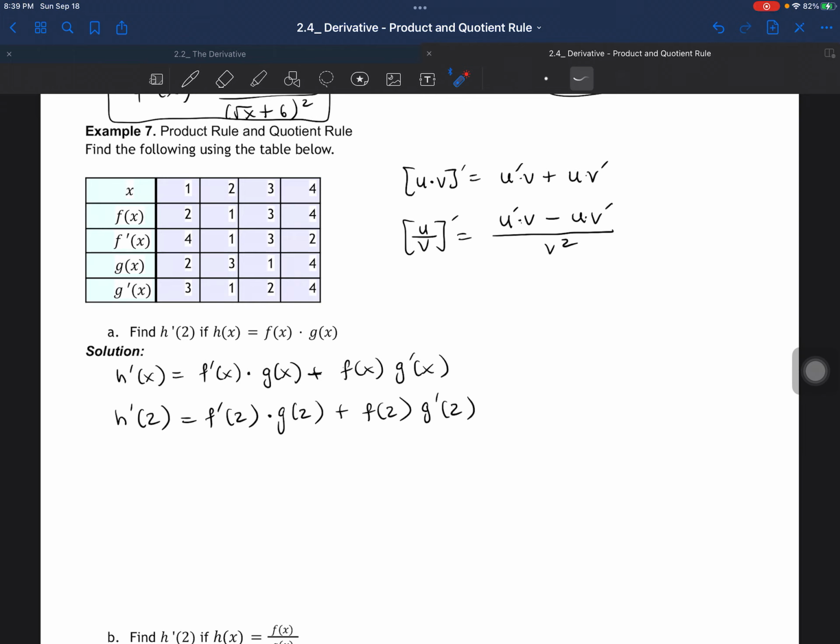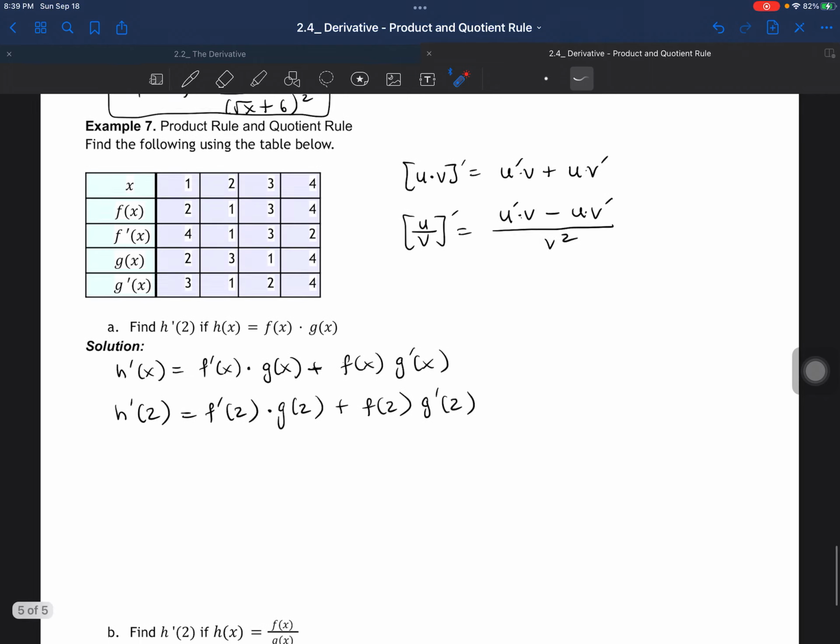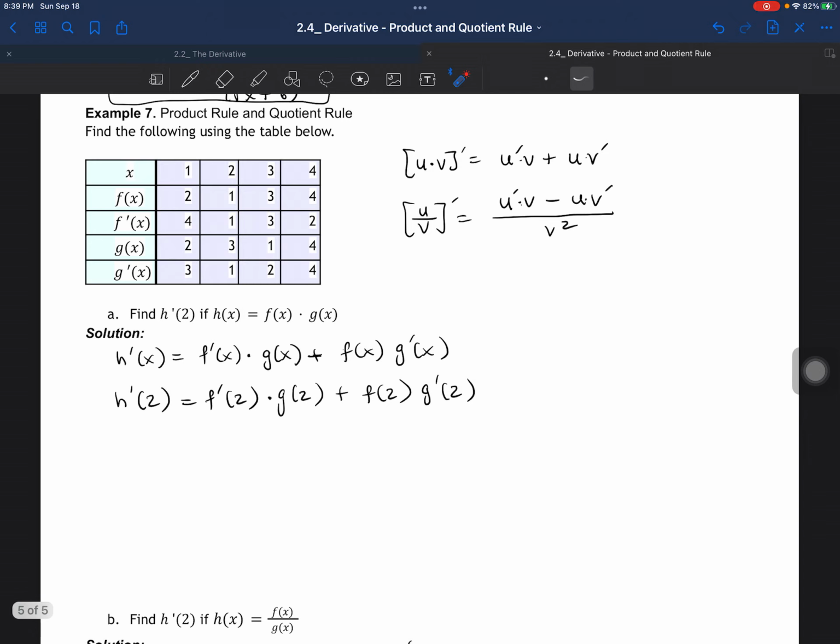Okay, so what we're gonna do here is recall that this is a product of two functions. So if you're trying to find the derivative of it, then we follow the rule that it's the derivative of the first function times the second one left alone, plus the first one left alone times the derivative of the second one. And so that's what we have here, right? We follow that order. And then we're gonna plug in the 2 for every x. And now we're thinking, okay, what is f prime of 2? What is g of 2? What is f of 2? And what is g prime of 2?